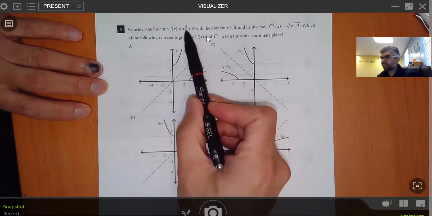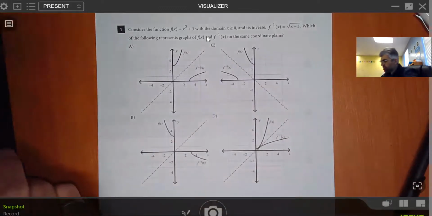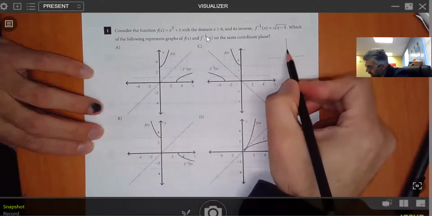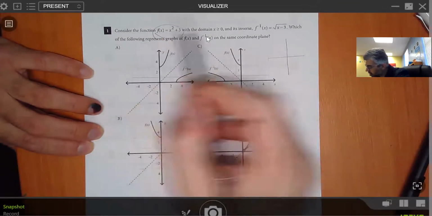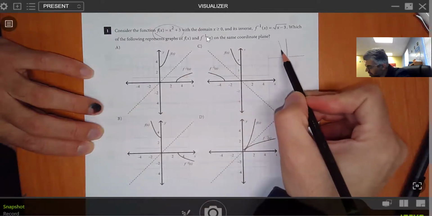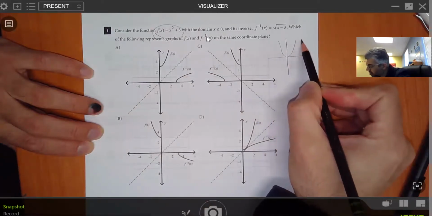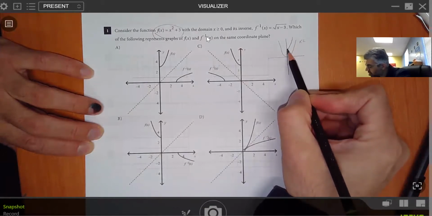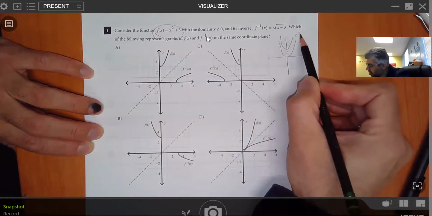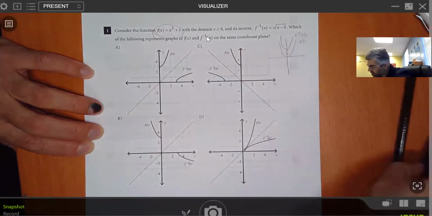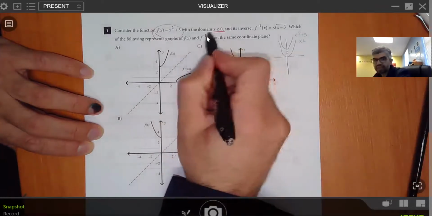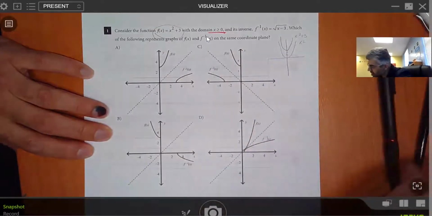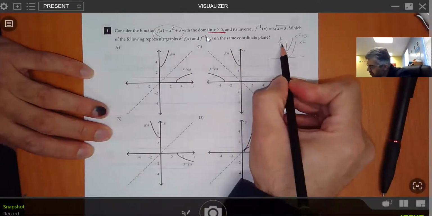First of all, we know x squared plus 3. I show this here on the right side. How is the graph of x squared plus 3? So this is the parent function x squared, right? Plus 3 means 1, 2, 3 units. We shift the graph 3 units up. This is x squared plus 3. But here what is given? The domain is x greater than or equal to 0, which means we don't take this part of the graph.